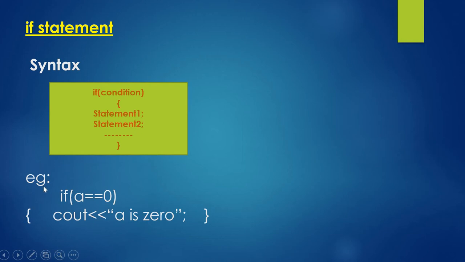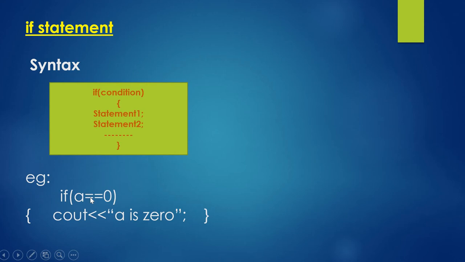For example, if A == 0, then one print statement: cout << "A is 0". It prints just A is 0. If this condition is true, it prints A is 0. Otherwise, it will not execute this statement. Here there is only one statement, so actually the braces are not required. If you put the braces also, it won't show any error.